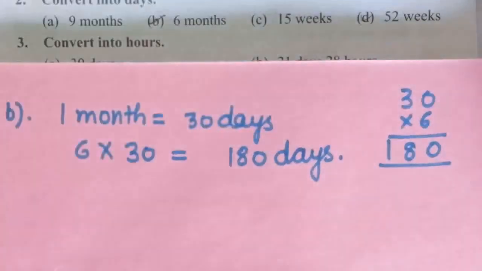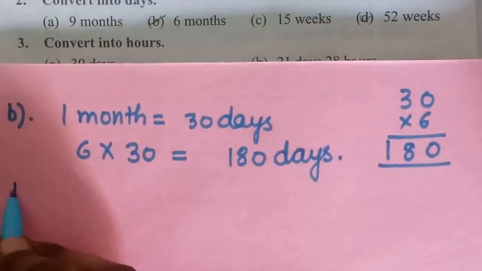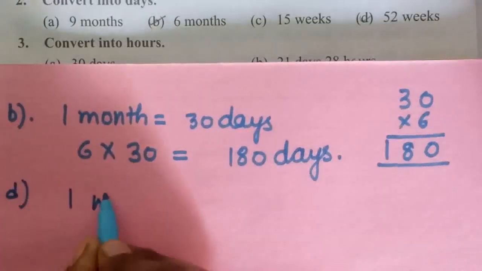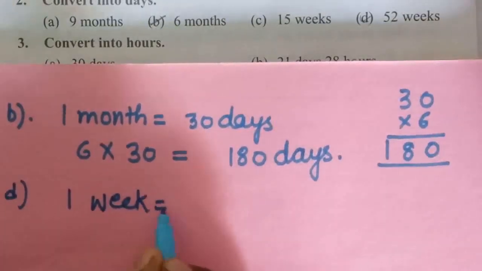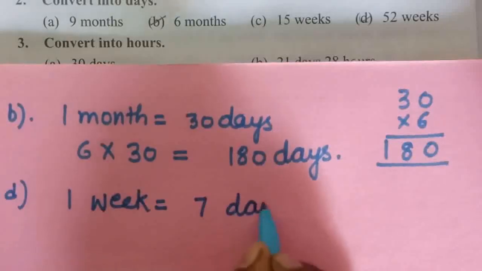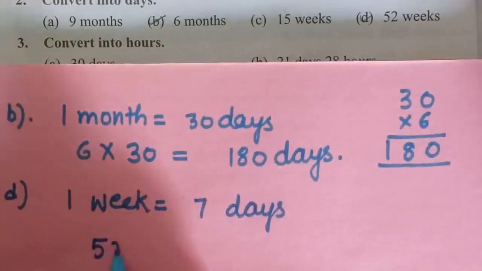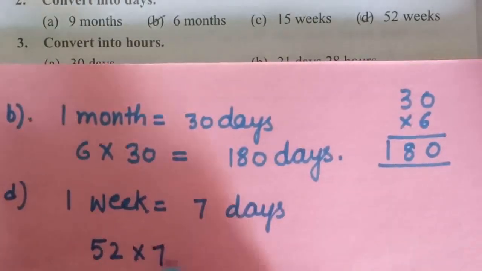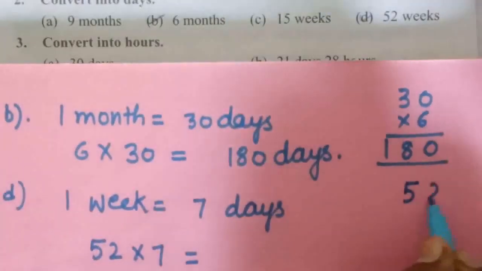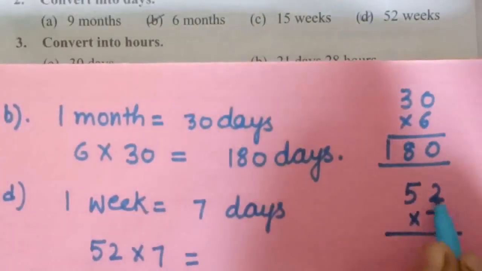After that, 52 weeks. Part D. 1 week is equal to 7 days. 52 weeks is equal to 52 multiplied by 7. 7 twos are 14.